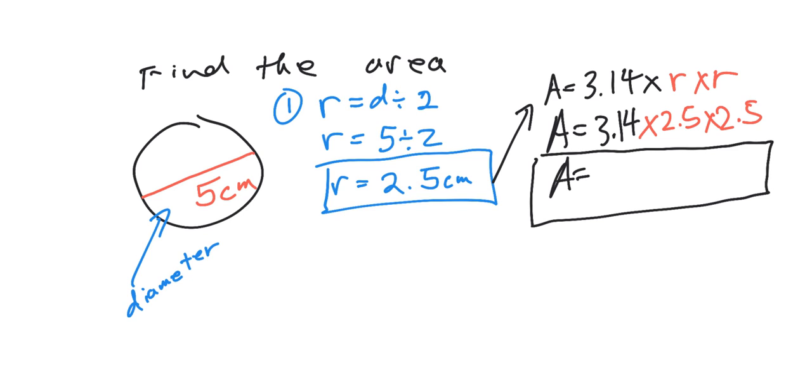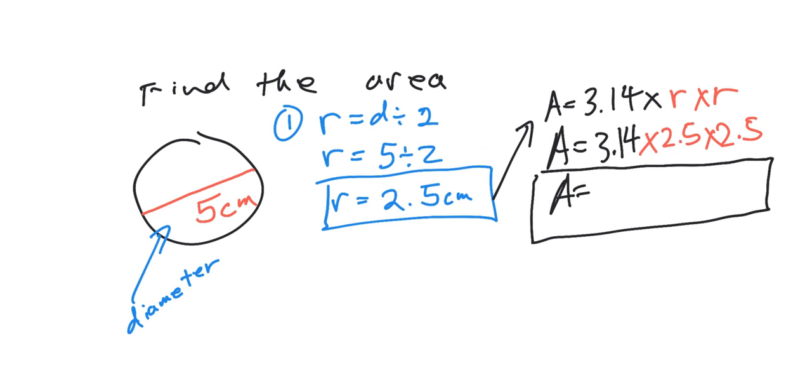Now just take a moment and pause the video, punch it in your calculator, and then unpause the video and see if you got the same answer as me. So in this case, we're going to end up with 19.6. Now, it's 19.6 centimeters squared.